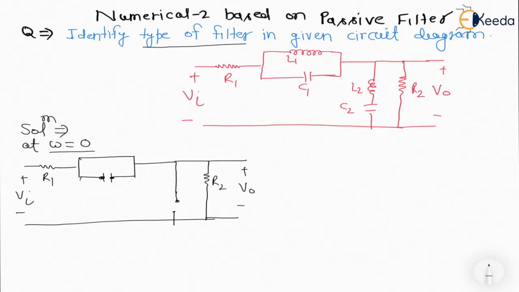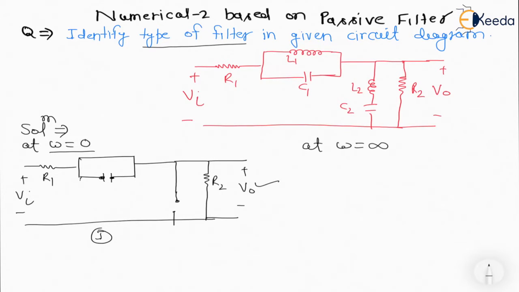From observing the first circuit, we can say that we will get output V0. So if we are giving the signal at lower frequency, we will get output. We will check at omega equal to infinity. So at omega equal to infinity, we will check.